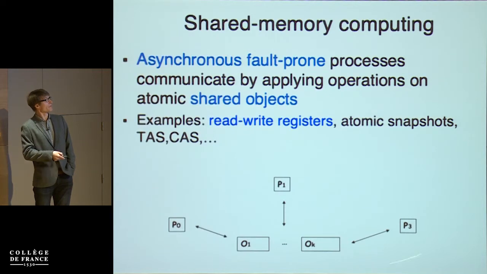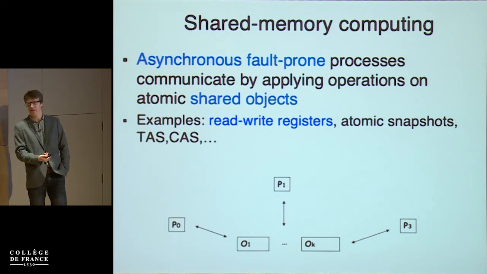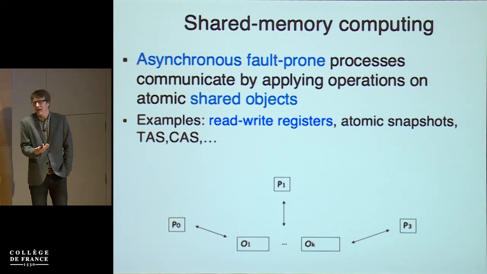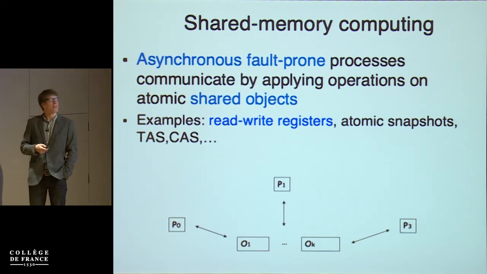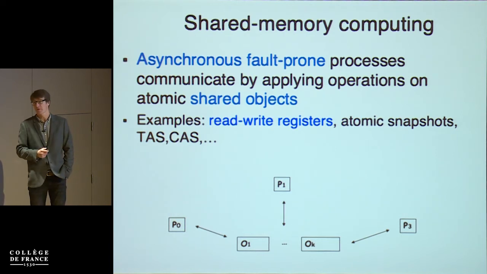Okay, so in this case, we have a set of processes. They communicate through shared objects. In our case, we take read-write registers. We talked last time, 2 weeks ago, about atomic snapshots. It's something which you can implement using read-write registers. We also talked about objects with stronger semantics, like test and set and compare and swap. And I hope we are convinced that these kind of things are computationally stronger than read-write registers. We cannot implement, for example, test and set or compare and swap using read-write registers. So it gives us more power.